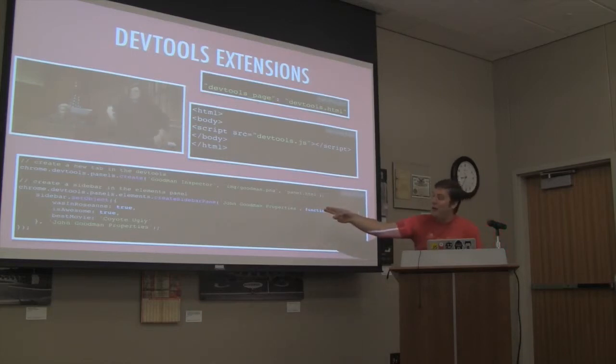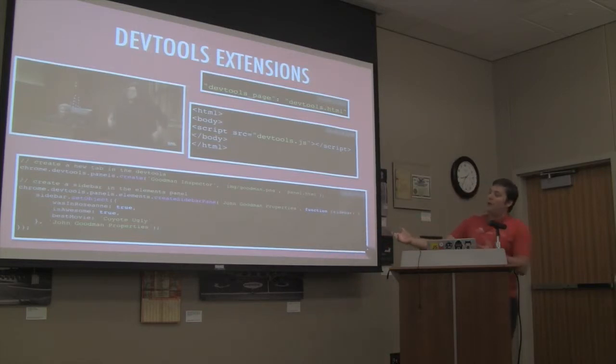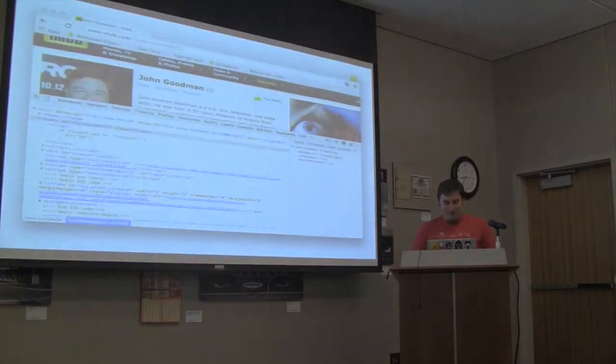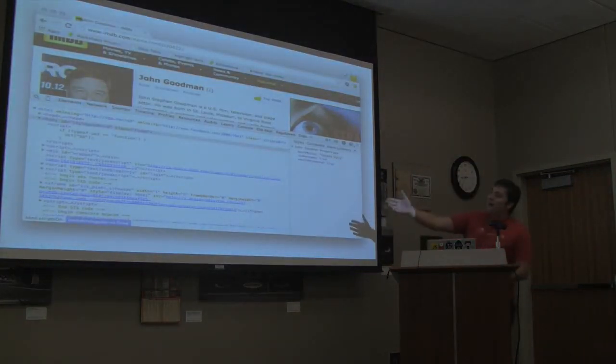So here I'm creating a new panel, a new tab in the DevTools called Goodman Inspector. And then I can create a sidebar element in there as well. So if I ever want to make sure that I know what John Goodman's best movie was, it will tell me right in the sidebar of the Elements panel, for example, and just let me know that. So then when we bring it up, I'm in the Elements panel, and I can see over here that Coyote Ugly is right there, and I can just think about that all day, making my development life a lot easier.